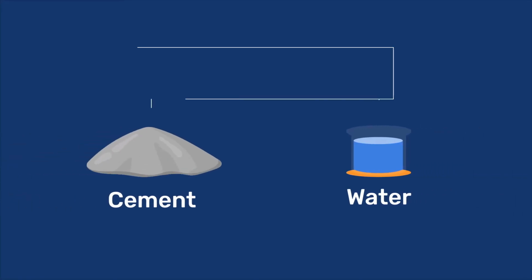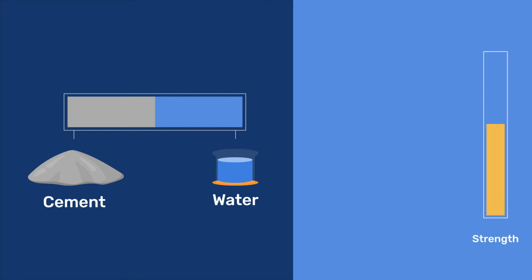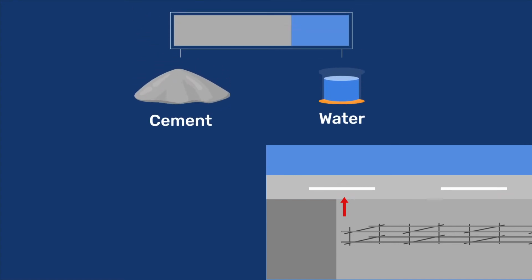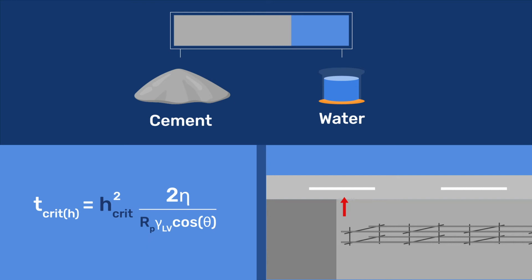For cementitious materials, changes in the water-to-cement ratio lead to changes in the hardened properties of the material. For example, increasing the water content increases the porosity, which negatively impacts strength and increases the average pore size. Conversely, decreasing the water content in concrete will decrease porosity, increase strength, and decrease the average pore size. So, when planning a new structure and its service life, not only the cover depth but also the water-to-cement ratio should be considered, as these respectively impact the factors h crit and rp in our previous equation.